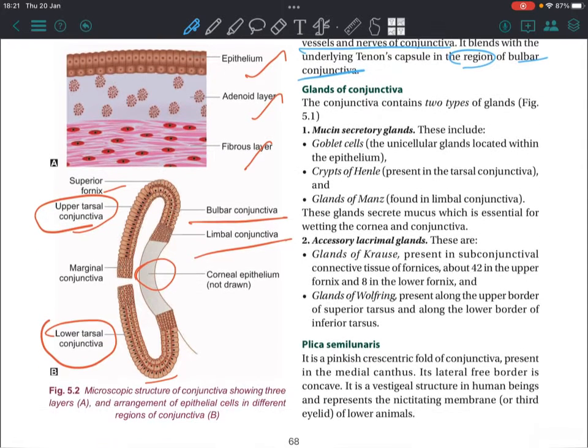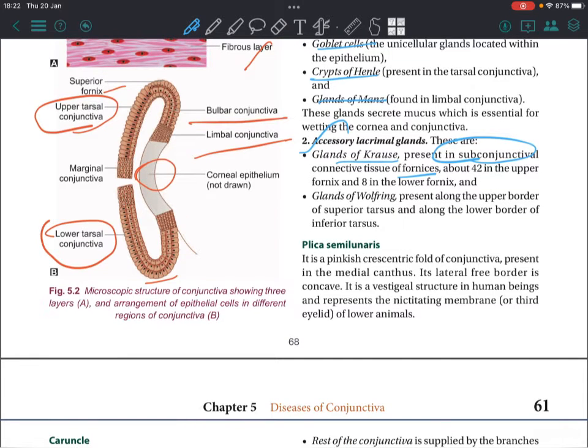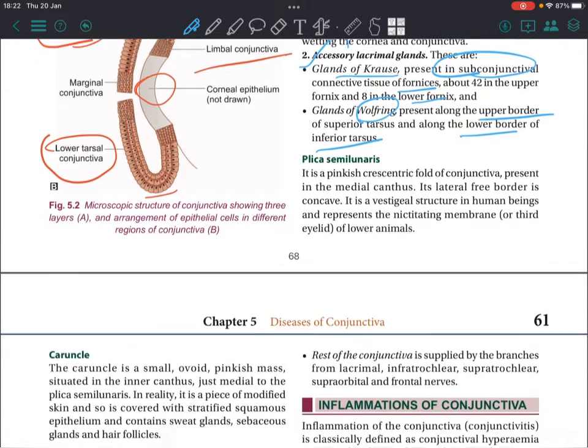Glands of conjunctiva: mucin secretory glands and accessory lacrimal glands. Mucin secretory glands are goblet cells, crypts of Henle, glands of Manz. Accessory lacrimal glands of Krause are present in the subconjunctival connective tissue of the fornices, about 42 in the upper and 8 in the lower. Glands of Wolfring are present along the upper border of the superior tarsus and along the lower border of the inferior tarsus.